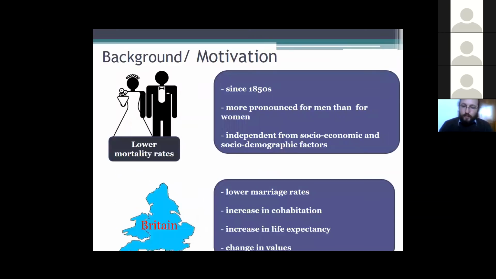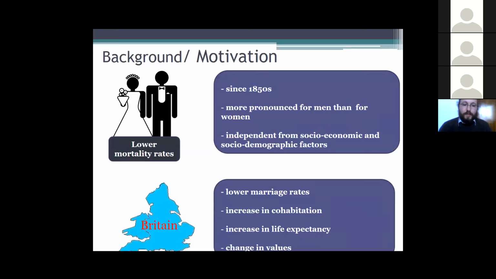So what's the background for this study? Married people usually have lower mortality rates than unmarried people. Researchers have shown this for quite some time now, and those mortality differences still persist even if we control for education, ethnicity, etc. And usually the men are the ones that profit the most from a marriage or from a partnership.